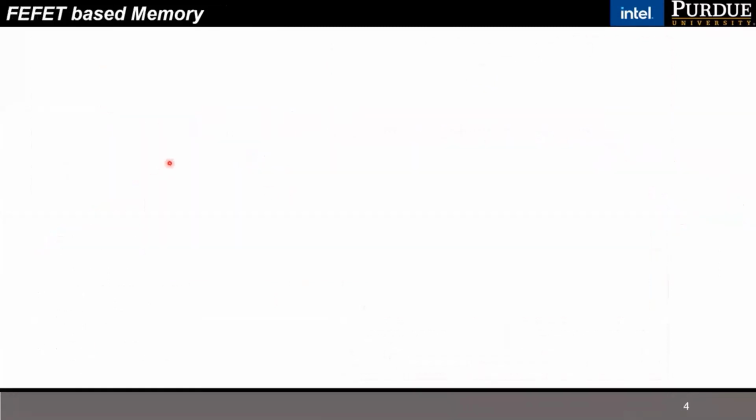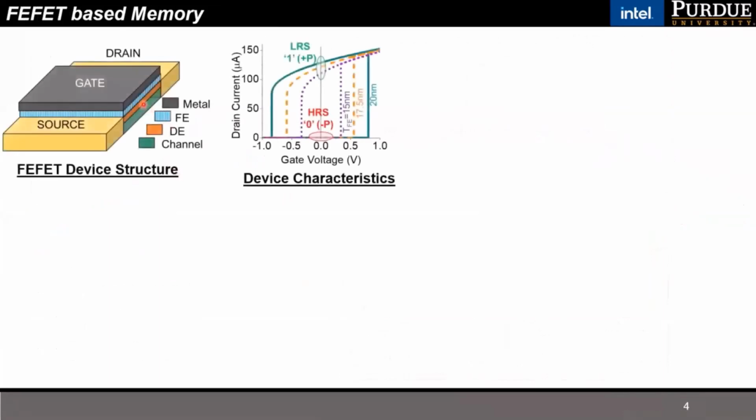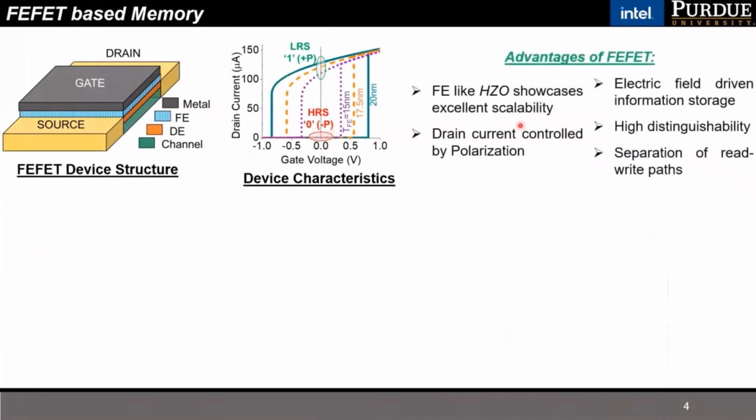Now let's look at what the FET memory consists of. So the FET itself has an FE layer integrated in the gate stack of a regular transistor. The transfer characteristics of the FET exhibit bistability at VGS equal to 0, depending upon the polarization stored in the ferroelectric layer. FET exhibits several advantages, such as FE materials like hafnium zirconium oxide showcase excellent scalability and CMOS compatibility. They have high distinguishability between their bistable states, and the separation of read and write paths leads to design flexibility.